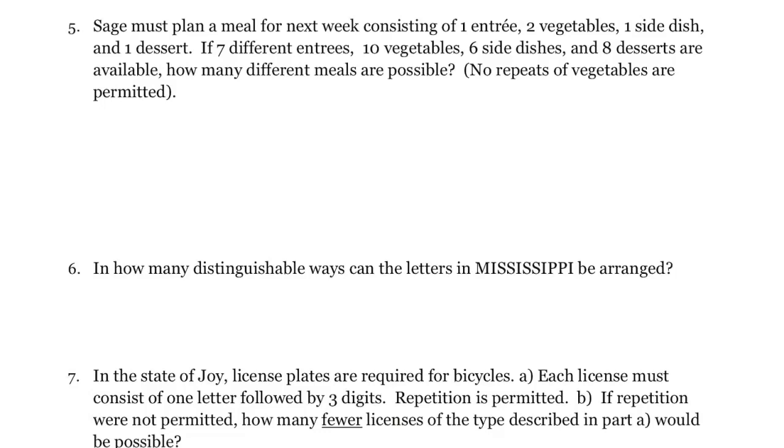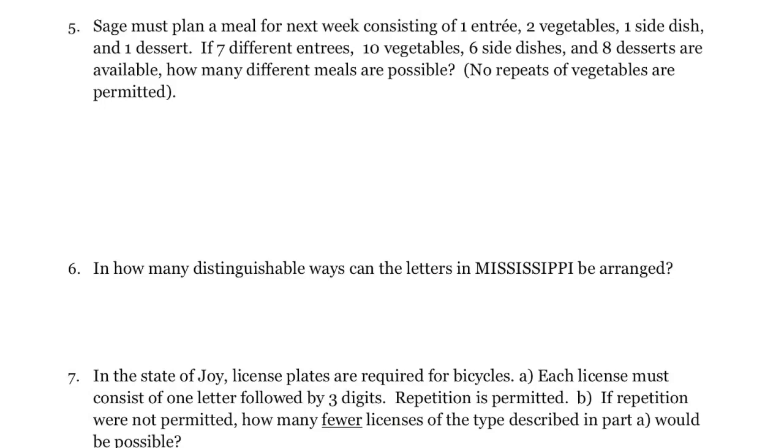Okay, next problem. Problem number 5. Sage must plan a meal for next week consisting of 1 entree, 2 vegetables, 1 side dish, and 1 dessert. If 7 different entrees, 10 vegetables, 6 side dishes, and 8 desserts are available, how many different meals are possible? No repeats of vegetables are allowed.